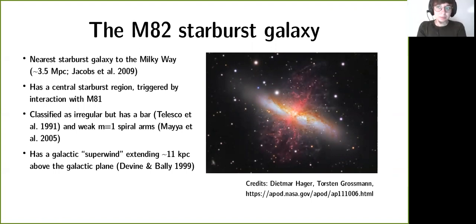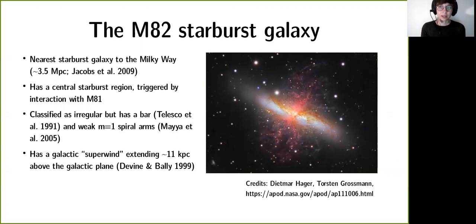But what it's perhaps most known for is it's got a galactic superwind. This is a wind from the central starburst region that extends about 11 kiloparsecs above and below the galactic plane. You can see it in H-alpha imaging here in the red, and it's really quite a dramatic feature. So what we wanted to investigate in this study is the magnetic field in this galaxy. How similar is it to the Milky Way?